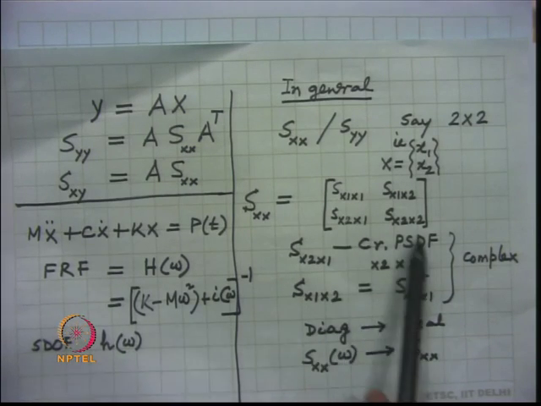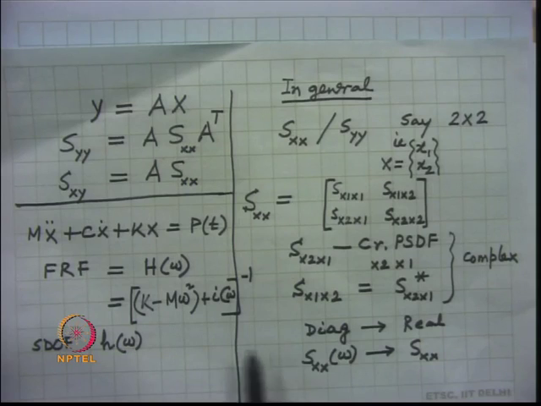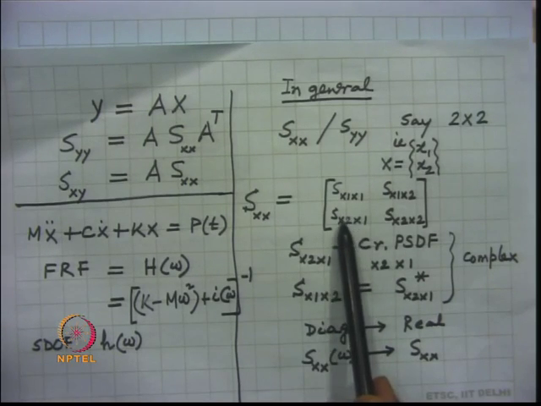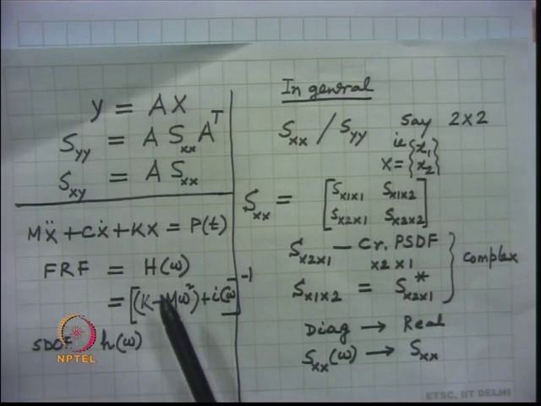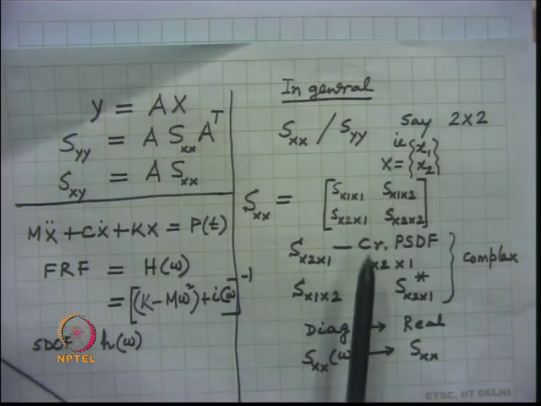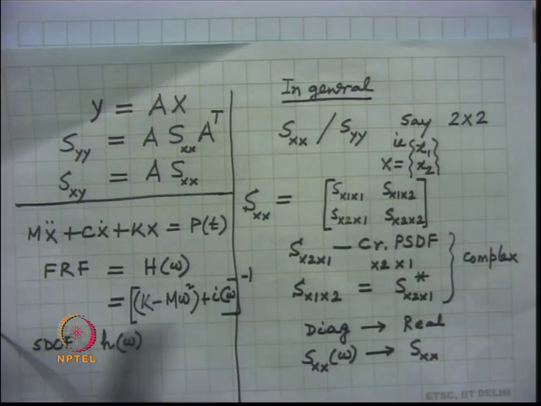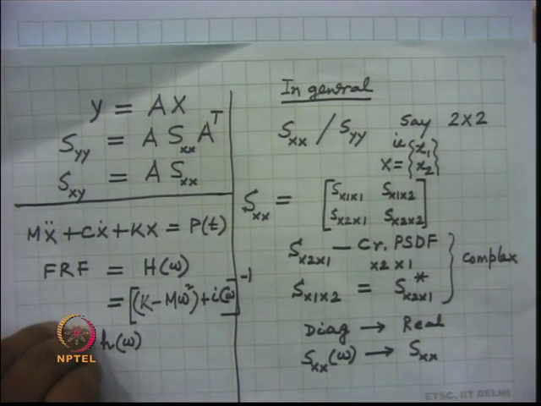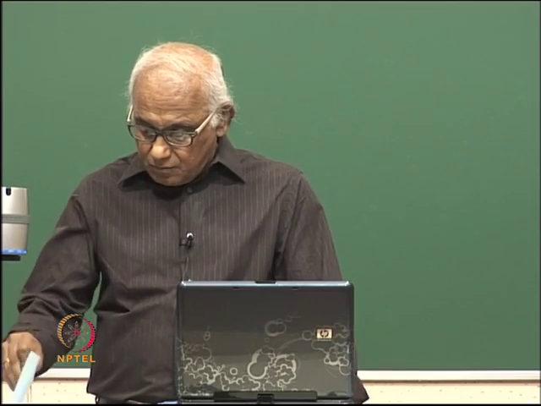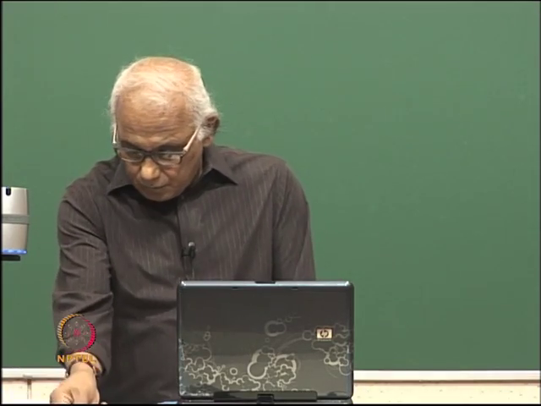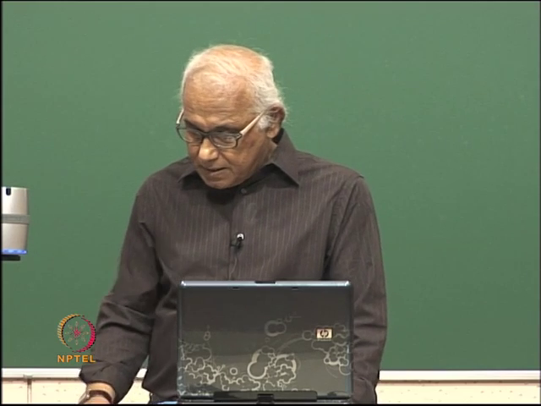Now, the diagonal terms of the power spectral density function matrix are real and they are frequency dependent, and generally we do not write omega in front of it, but it is understood that for each frequency we have a matrix like this. Therefore, as we go on varying the frequency, we have for each frequency one matrix like this. Now, with the help of this, we would now go into the multi-degree of freedom system.